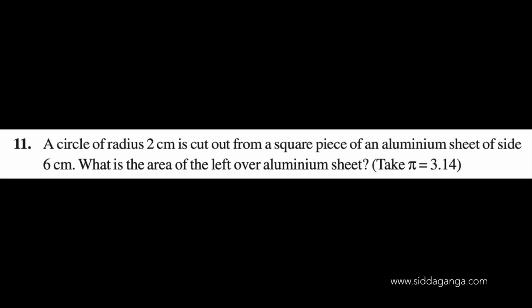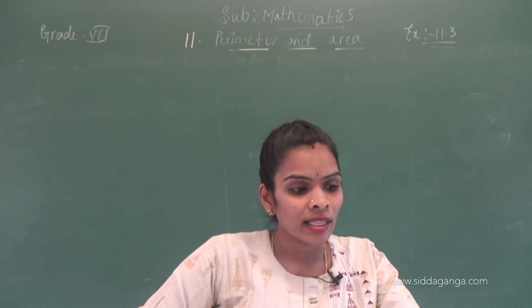A circle of radius 2 centimeters is cut out from a square piece of an aluminium sheet of side 6 centimeters. What is the area of the leftover aluminium sheet? Here is what they have given.